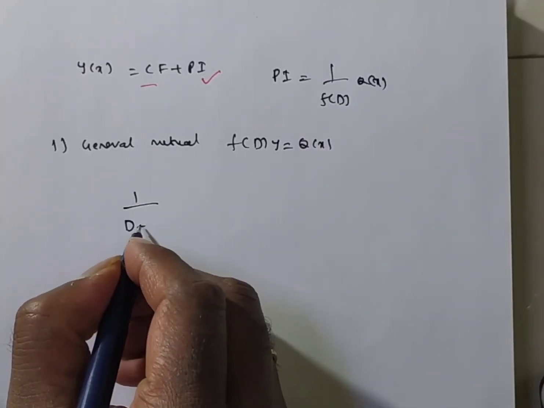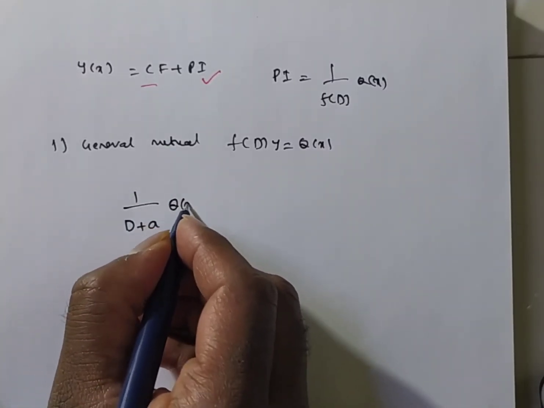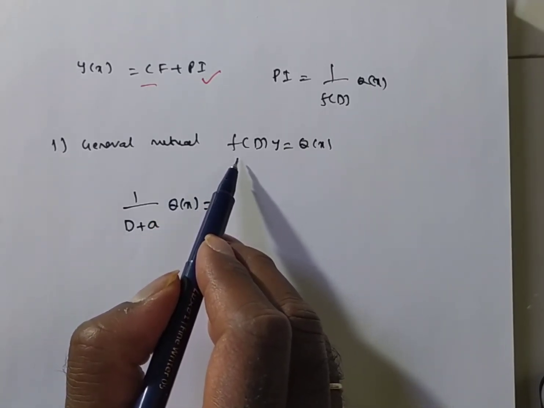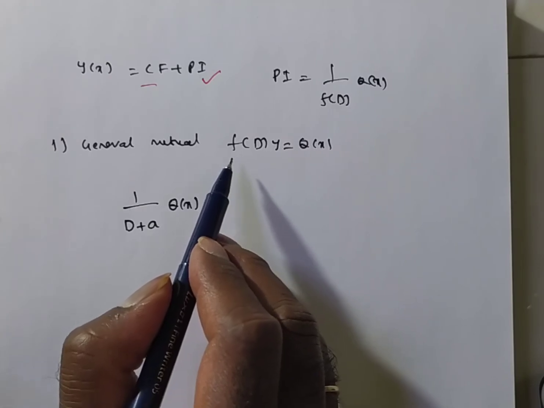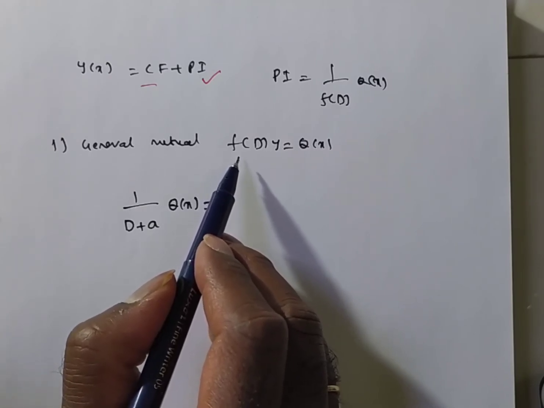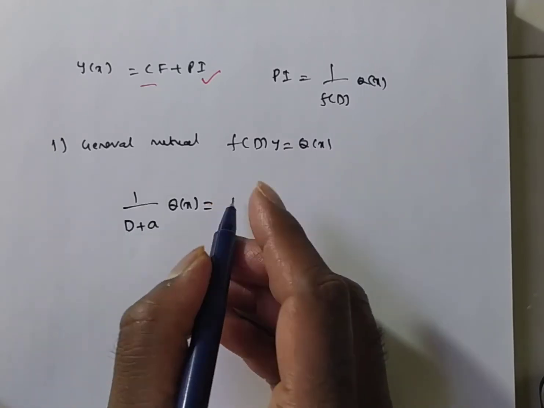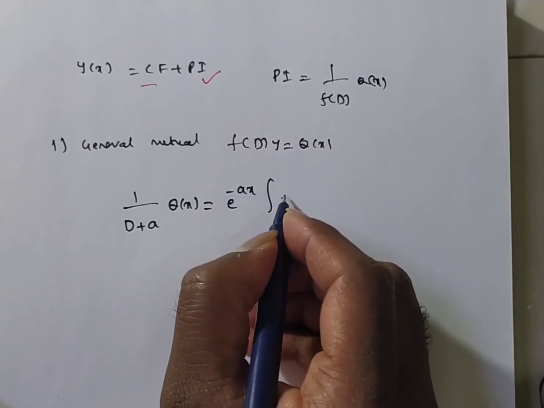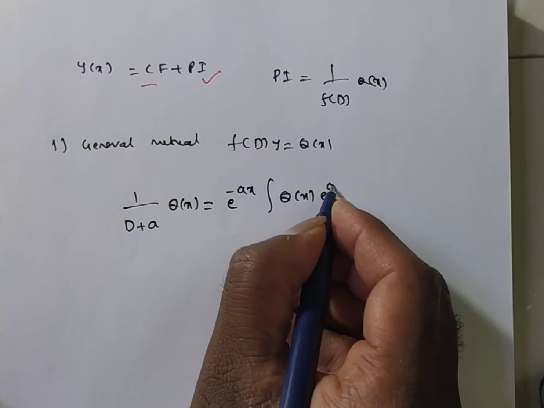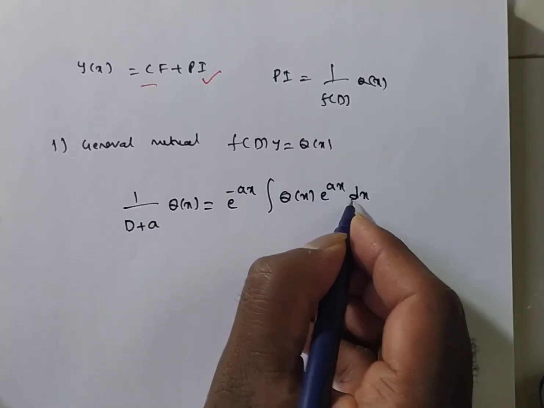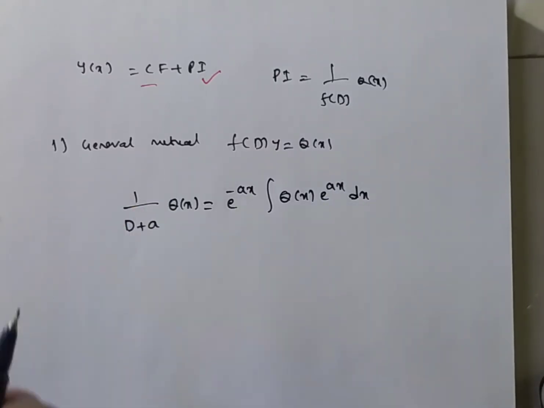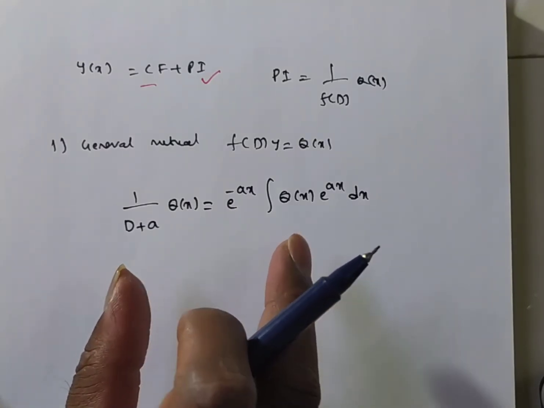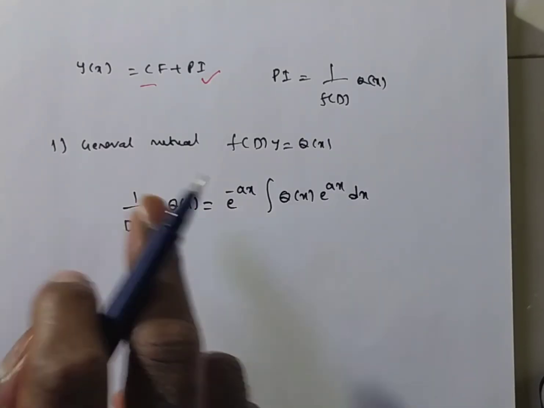You see friends, for 1 by d plus a into q of x: f of d, for a higher order linear differential equation, we have to write as a product of linear terms. That is, 1 by d plus a into q of x is equal to e power minus ax into the integral of q of x into e to the power of ax dx. This formula we use to solve by the general method. Briefly we are discussing; later we will solve more problems on the general method.